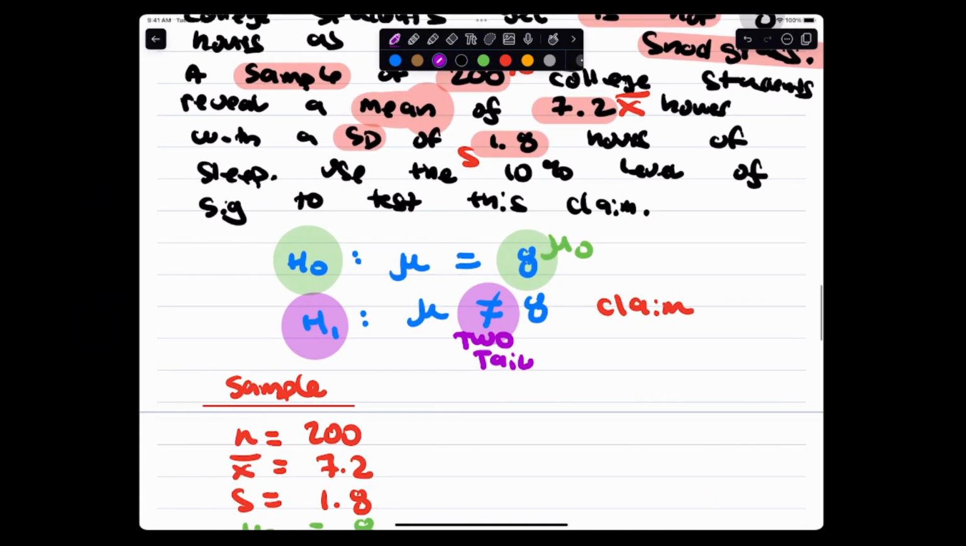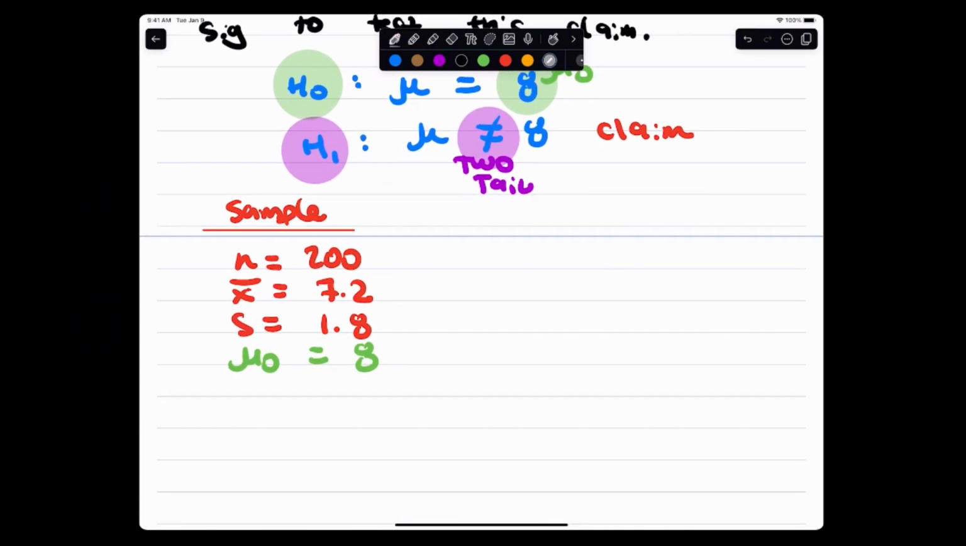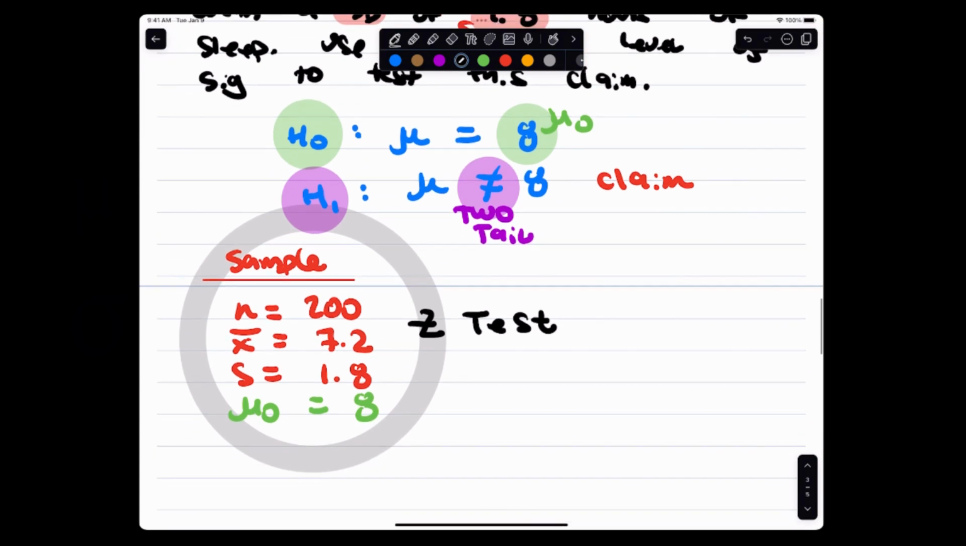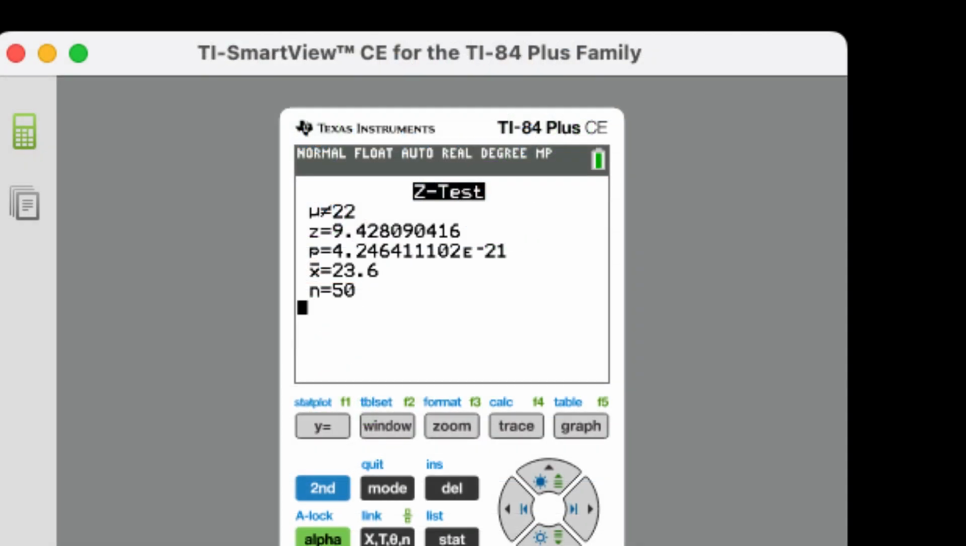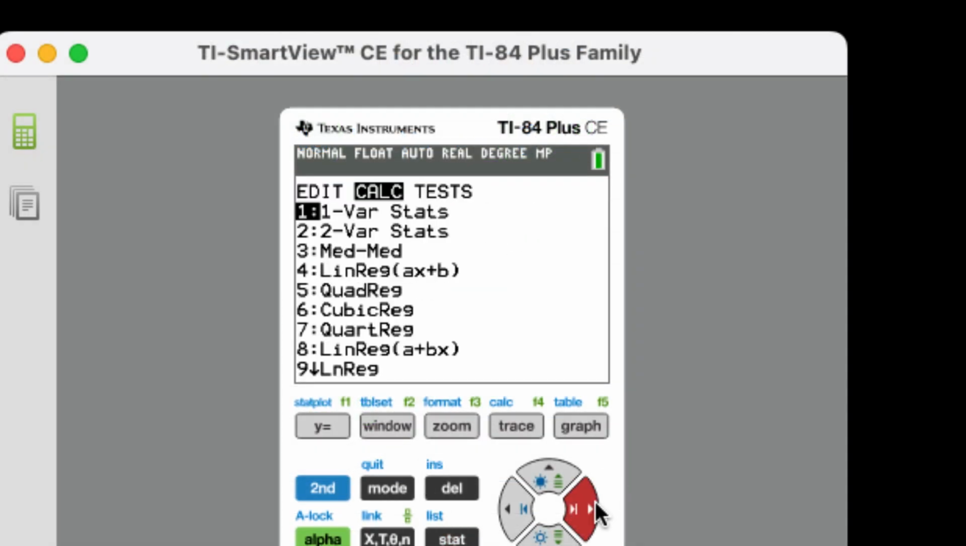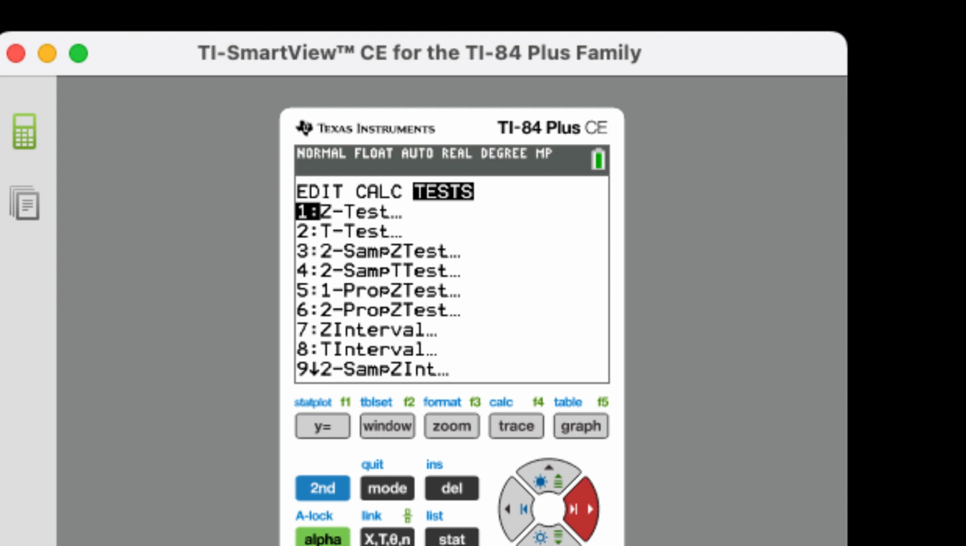All right, good. So what do you guys use here in the TI? We use what? This is a z-test. Easy peasy lemon squeezy? Okay. All right, now get out the TI calculator and say what? Stat, test. Isn't z-test number 1? Z-test is number 1. This is a z-test.